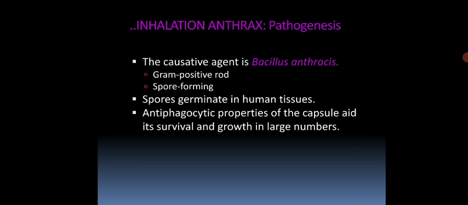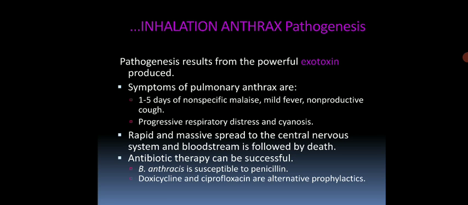The causative agent is Bacillus anthracis. It is a gram-positive rod, a spore-forming bacillus, and the spores germinate in human tissues. The antiphagocytic properties of the capsule aid its survival as well as growth in large numbers. It produces a capsule, and this capsule resists normal phagocytosis, which is the main defense mechanism of Bacillus anthracis.